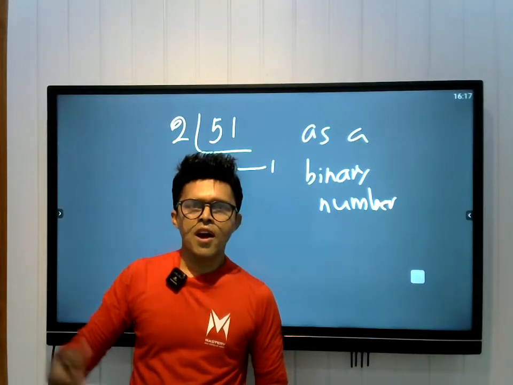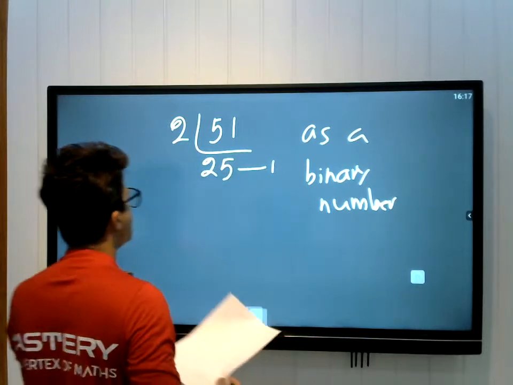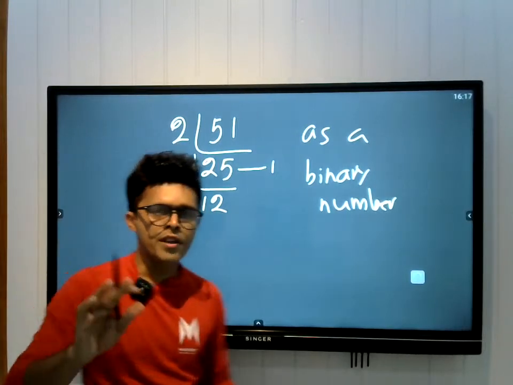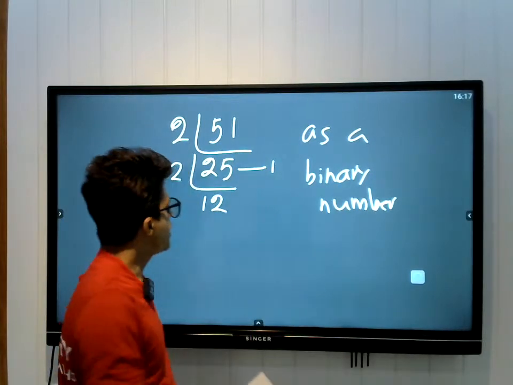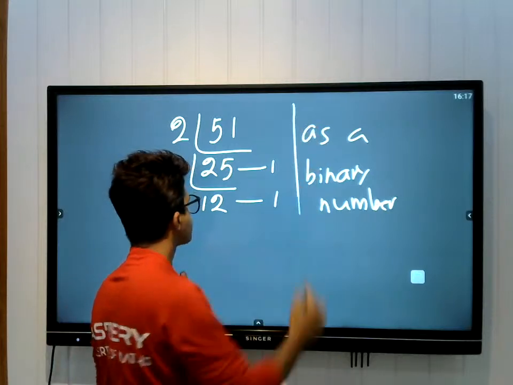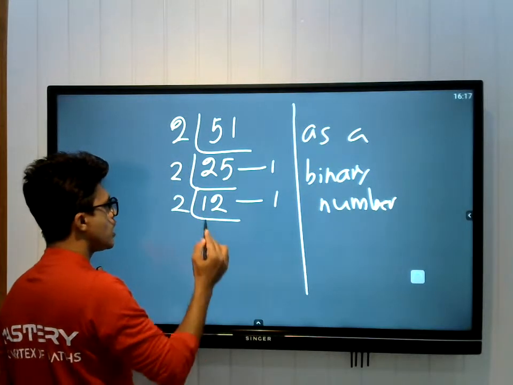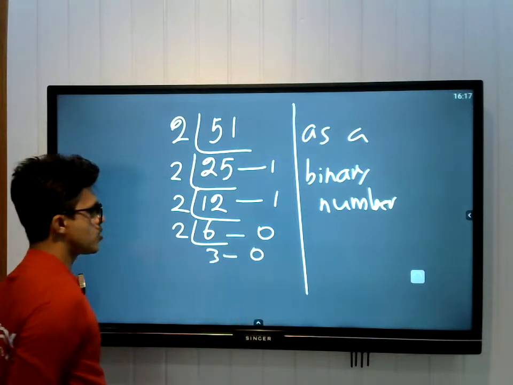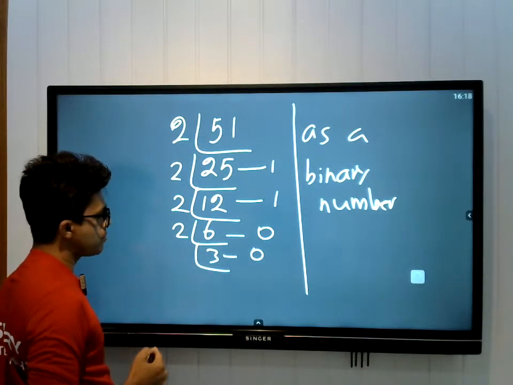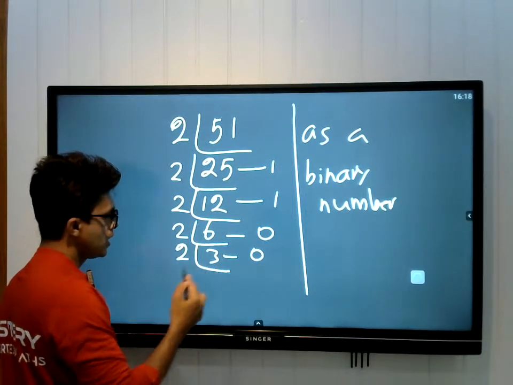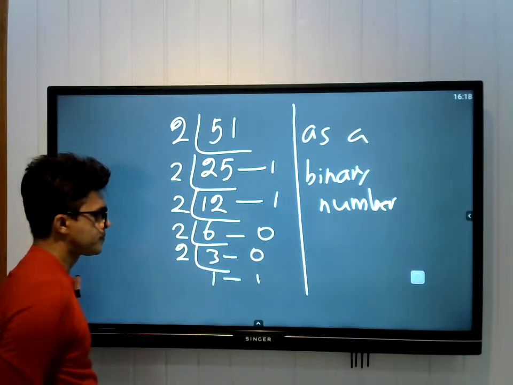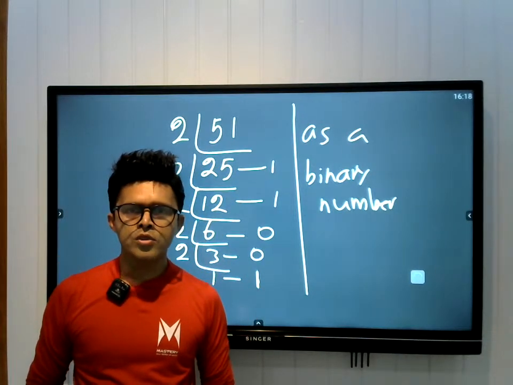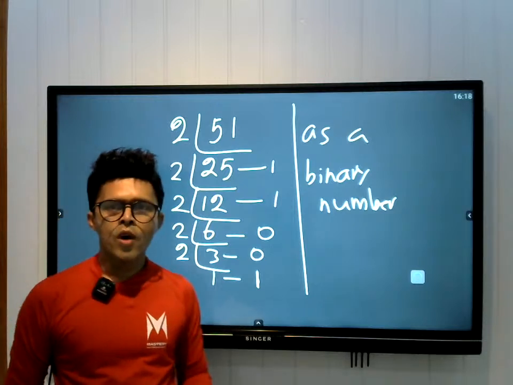Again, 25 is divided by 2. 25 upon 2 is 12. 2 times 12 is 24. The remainder is 1. Again, 12 divided by 2 is 6. The remainder is 0. 6 upon 2 is 3. The remainder is 0. Again, 3 divided by 2 is 1. The remainder is 1. Okay, I could see your answer. Then 1, 1, 0, 0, 1, 1.